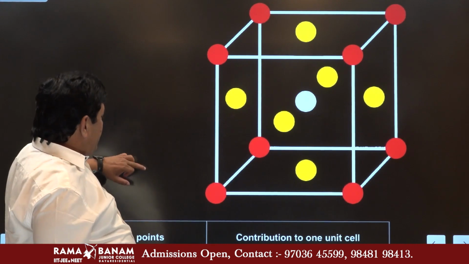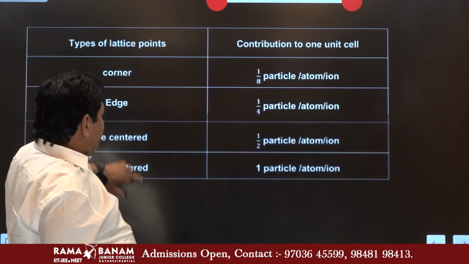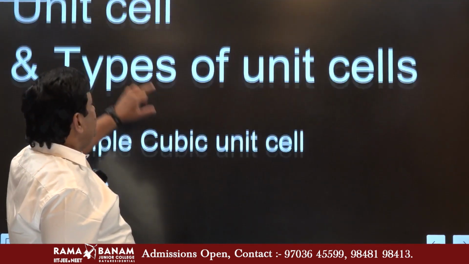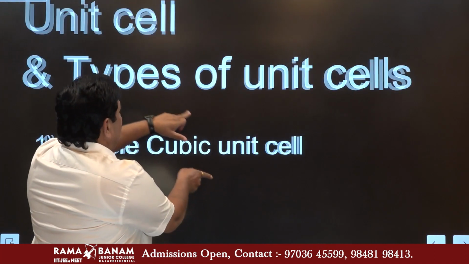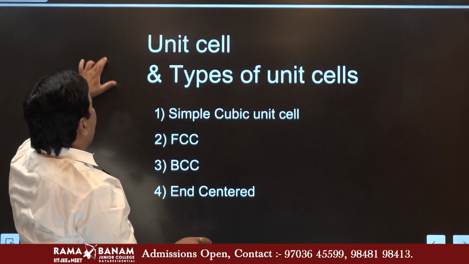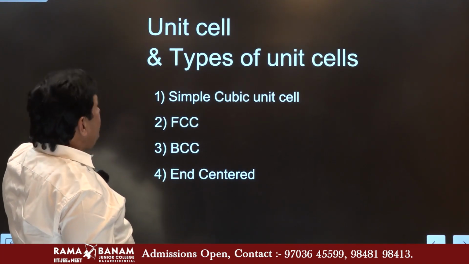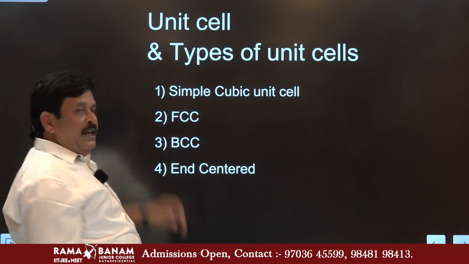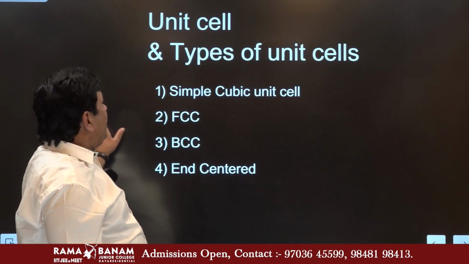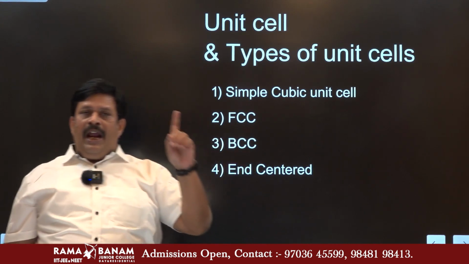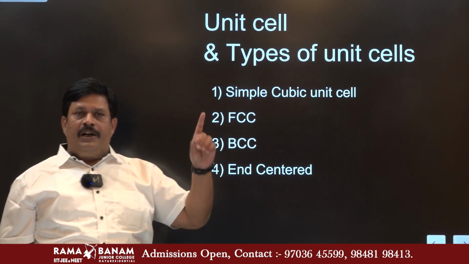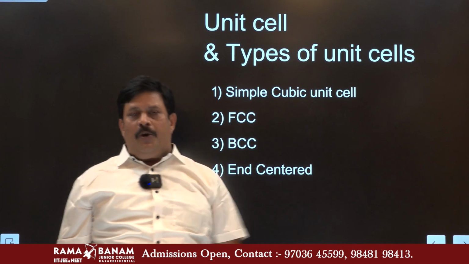Next one is types of unit cells. We already mentioned what is meant by a unit cell. One more time, a unit cell is the smallest portion of an ionic crystal which repeats again and again and represents the entire crystal in all aspects. That is what is called a unit cell.